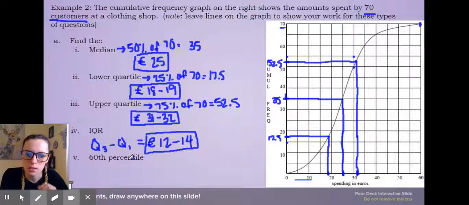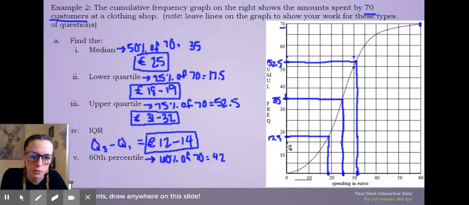Finally, our 60th percentile, just kind of testing that you know what a percentile is here. It's the same thing we've been doing, right? It's just worded a little bit differently. So my 60th percentile, I'll find 60% of 70, which is 42. I'll again find 42 along my y-axis. It's 45, so maybe around here, a little bit lower than half.